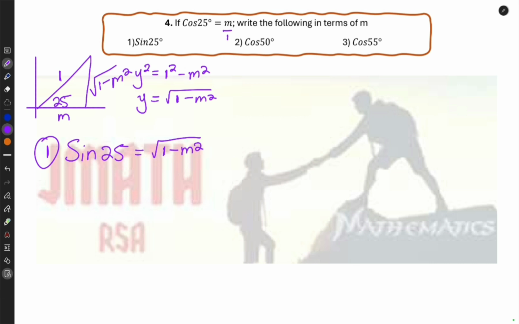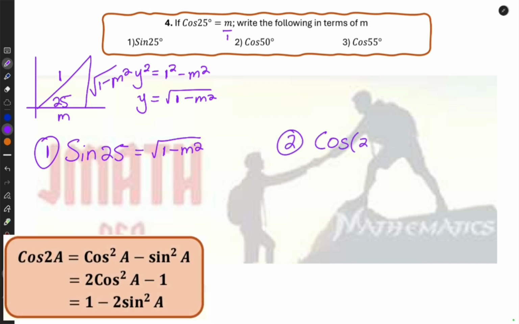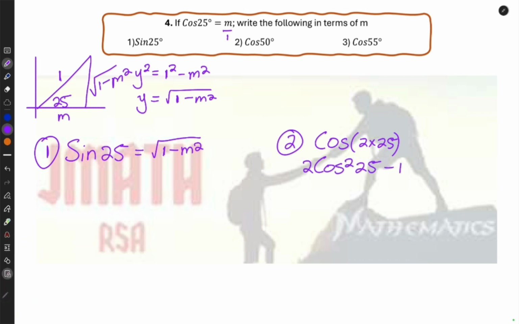I know 50 is double 25, so if I expand this, I would say, okay, so this is cos 2 times 25, and I can then go for any of the 3 formulas. Try and choose the one that won't give you a horrible square root, so that would be only coses. So I'm going to rewrite this as 2 cos squared 25 minus 1, and that would then just be 2m squared minus 1.